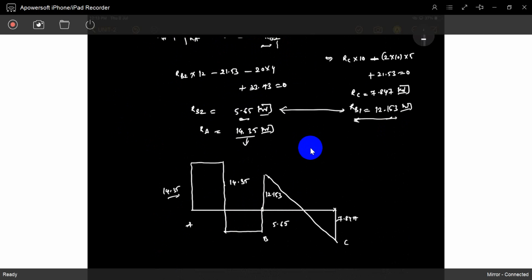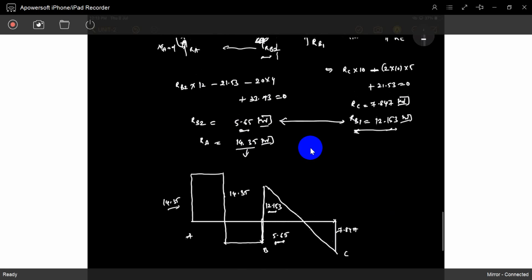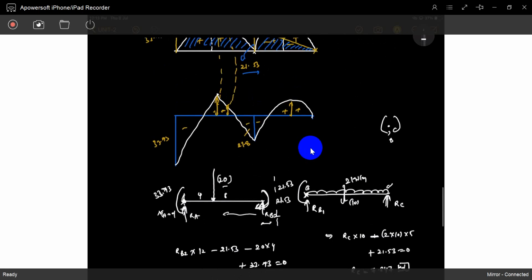So exactly RB combinedly has 12.53 and 5.65. It is acting as a point load. It feels like a point load. The load acting at B is 18.8. Understood? 18.8. So see, it's 12.53, and this is 5.65.